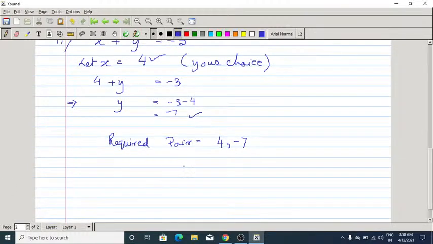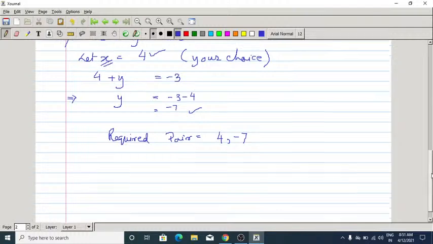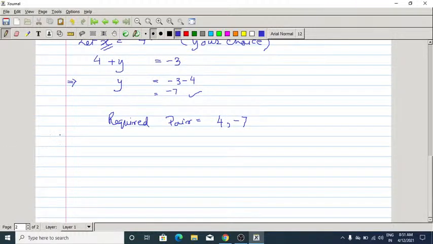Again, now if you take x as 5, then you will get something else. If you take x as minus 2, then you will get something else. So it depends on what value you have chosen for the variable x. Okay. Now let's do 1 sub part 2.